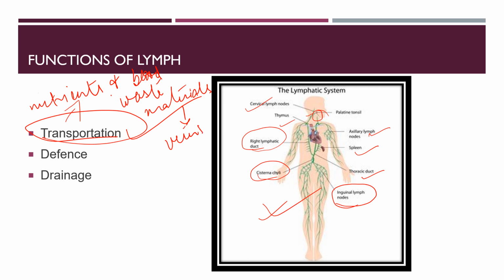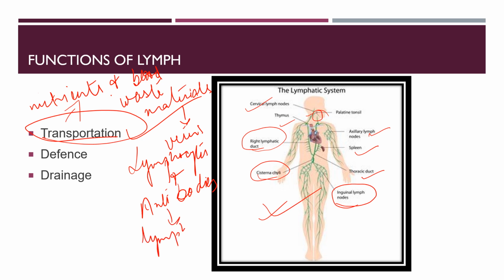And lymph nodes produce lymphocytes, we know that. The lymphocytes and the antibodies are carried from the lymph nodes to the blood. So this helps in the transportation of the lymphocytes and the antibodies, from the lymph node to the blood.